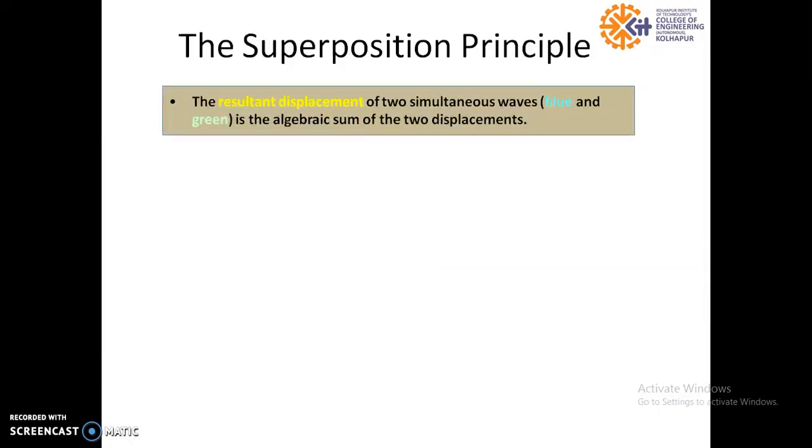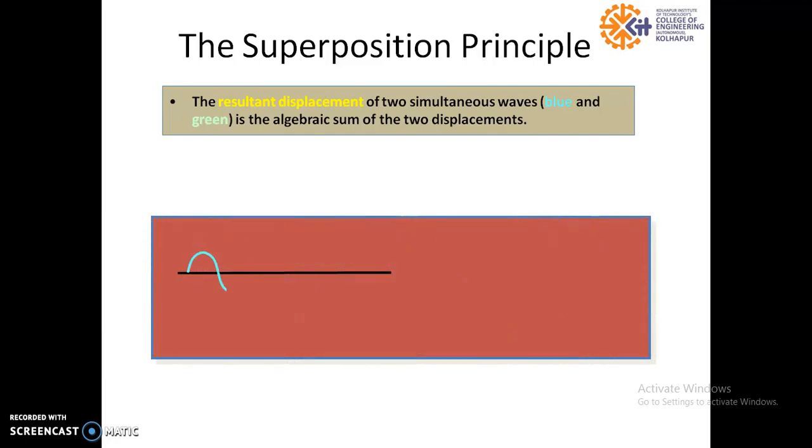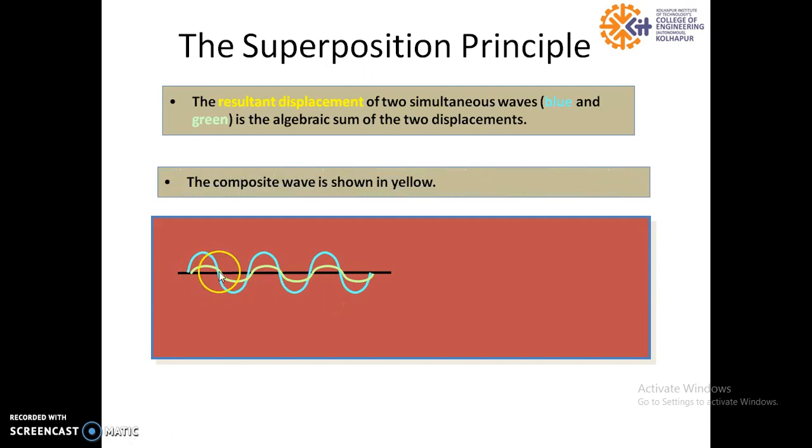So basically what is interference? Interference is nothing but the superposition of two or more than two waves. Now what is superposition principle? If two waves get superposed with each other, they get mixed with each other. Suppose this is one wave and this is the second wave.